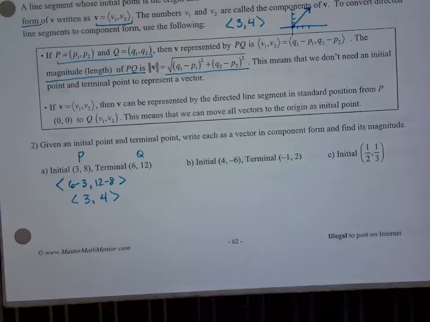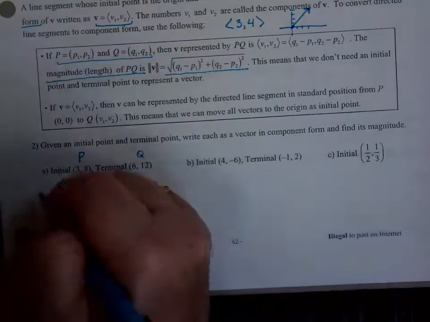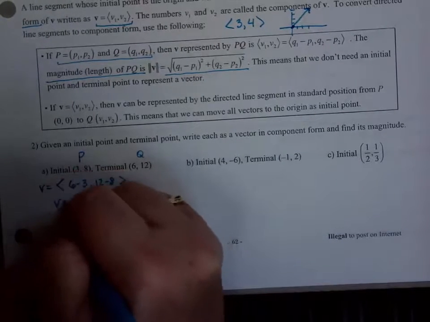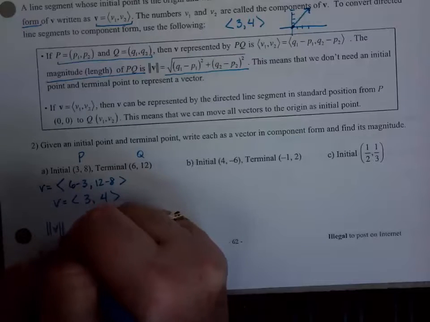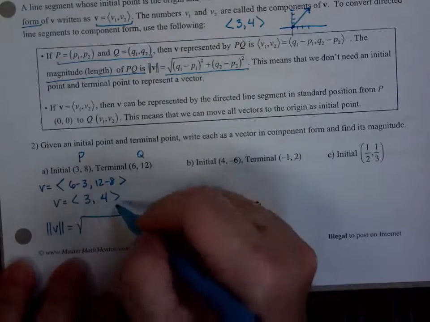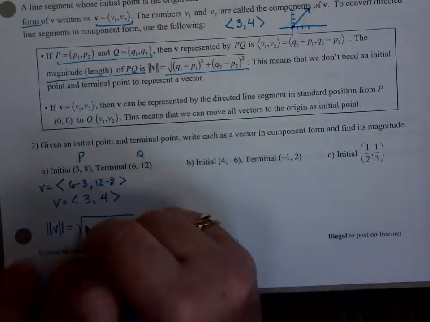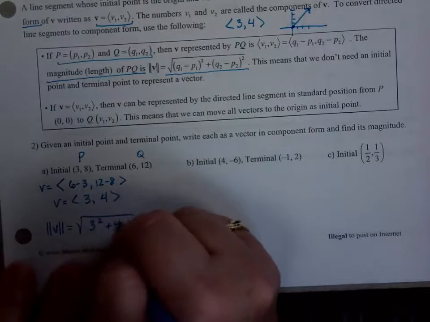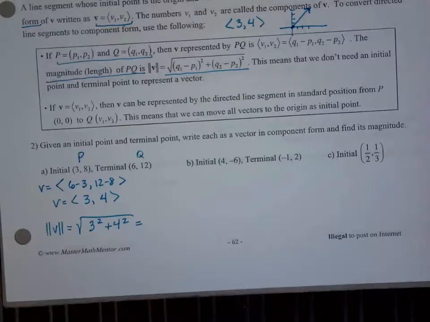Now to find its magnitude, we're going to call this vector V. To find the magnitude of vector v, we take the square root of our new vector and square each its x and its y. So it's just 3 squared plus 4 squared. And what does that equal?